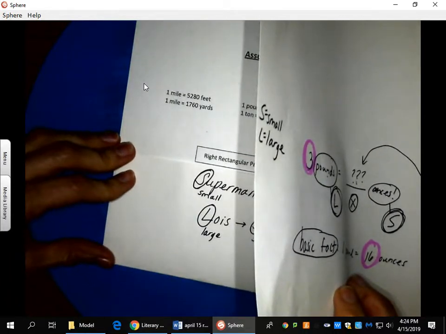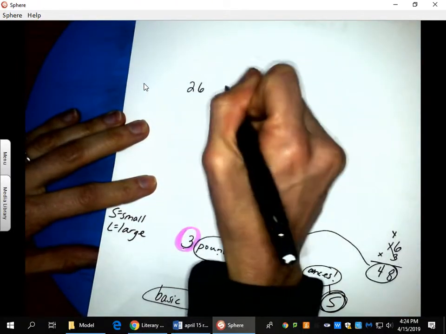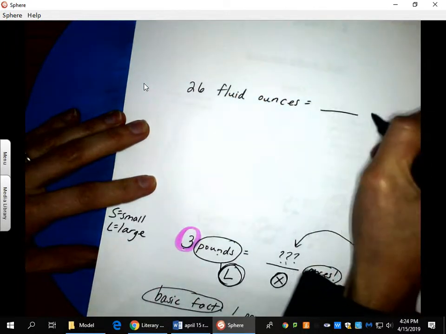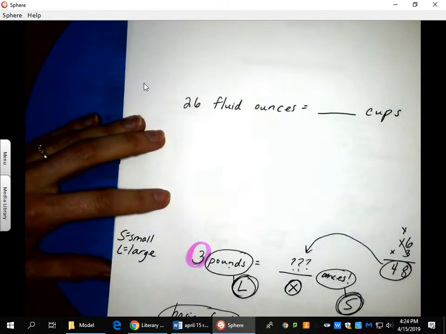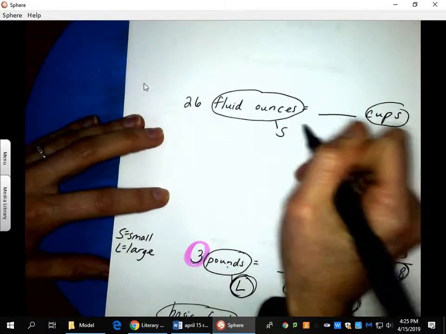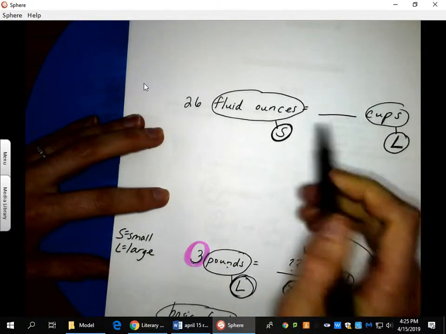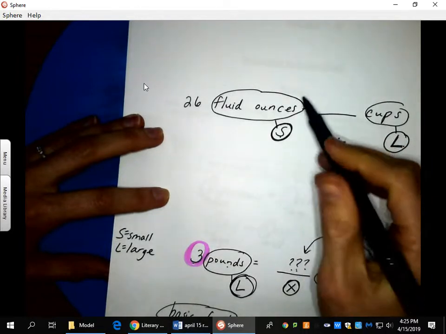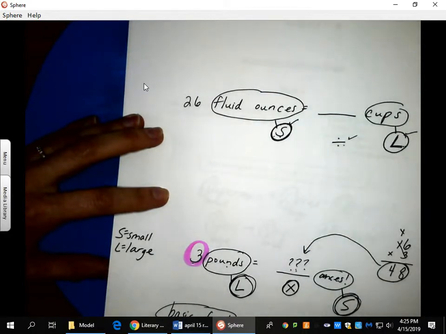I'll do one more. I'll do 26 fluid ounces is how many cups. Okay? So again, first I need to label fluid ounces and cups. Fluid ounces is smaller than cups. Cups are the larger of the two units. So Superman loves danger and D for division. So I know I'm going from a small to a large, so I'm going to be dividing. Superman loves danger.